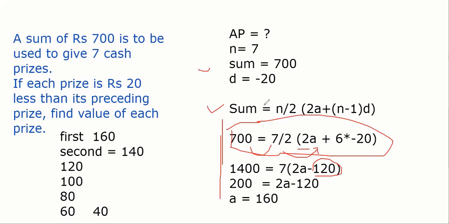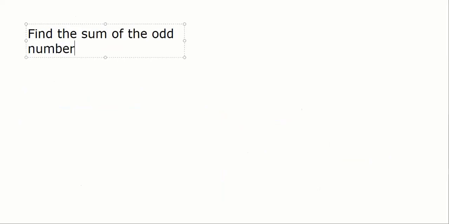Yes, let's do the last question. Let's see how many of you find it out. Find the sum of the odd numbers between 0 and 50. Let's see who finds it fast. We have 4 minutes. Quickly solve, everybody. Find the sum of the odd numbers between 0 and 50.